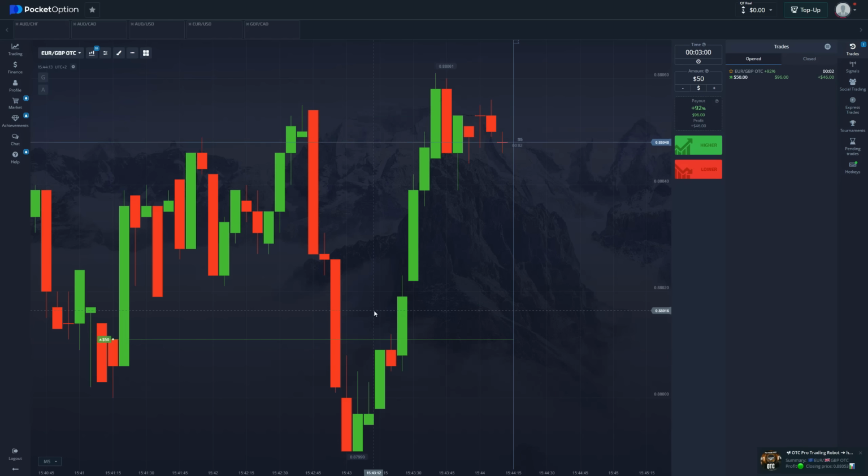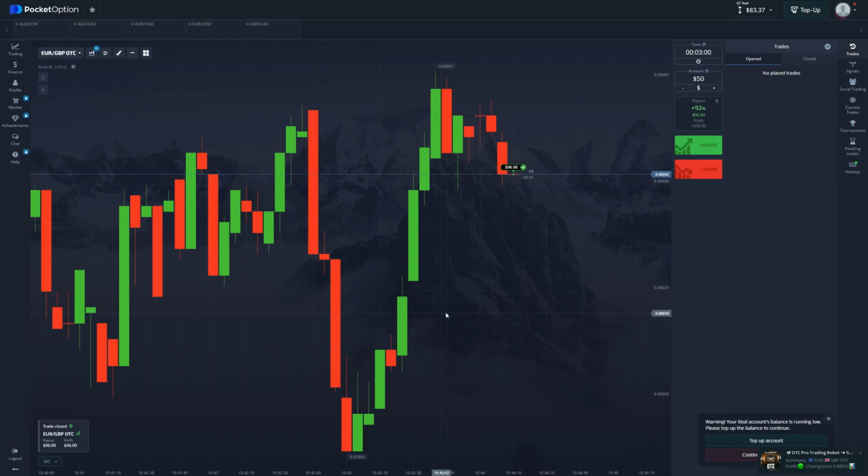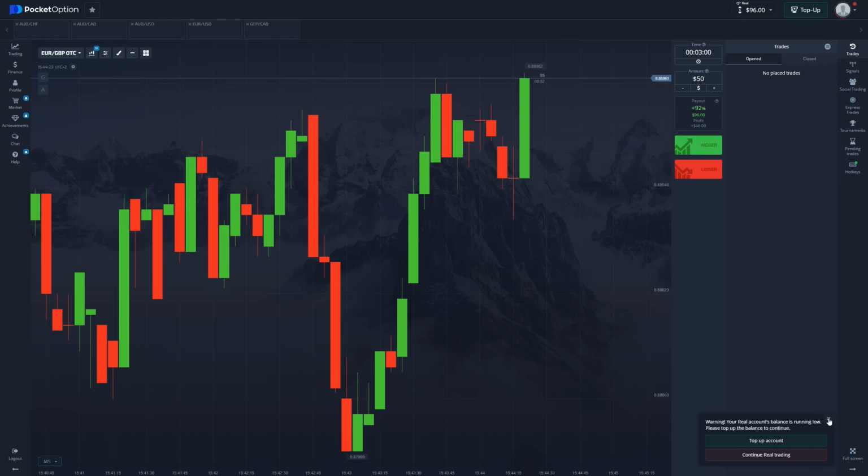And here we are securing the first win of the day, getting $96 already. So we are almost doubling our trading balance. And now we can continue trading. The next trade is gonna be $96. So let's wait for that and see.